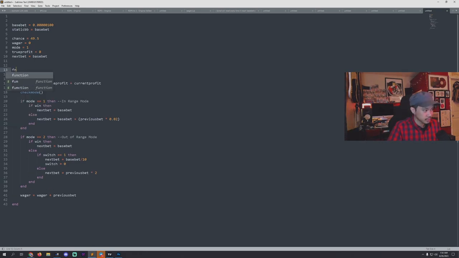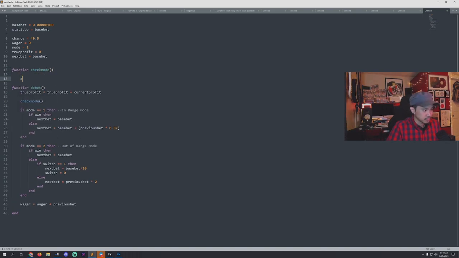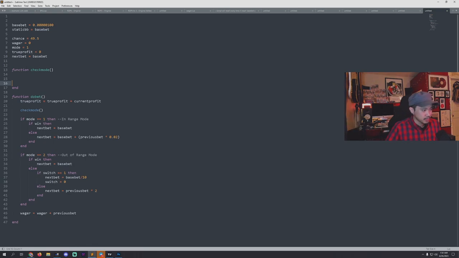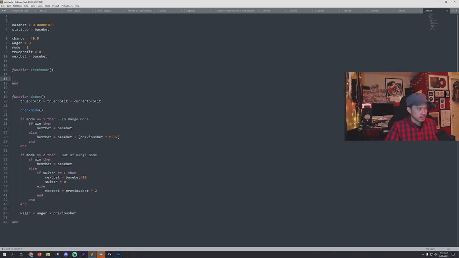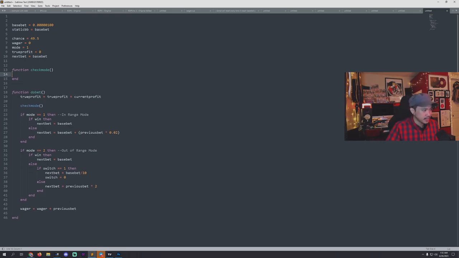Function check mode. End. So every time this code runs, it'll get the profit and then it'll check mode. Okay, so what's inside check mode?